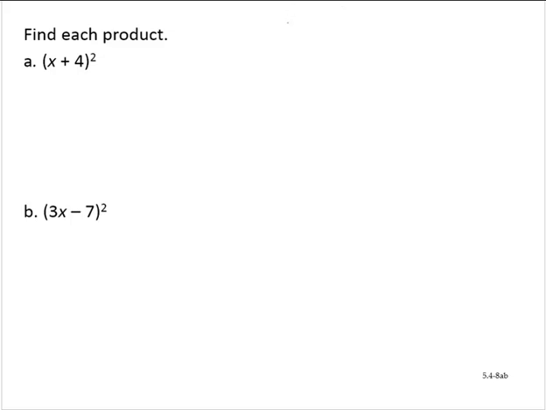We can express the pattern as (a + b) squared is equal to a squared plus 2ab plus b squared. And if it's a minus, so (a - b) squared, that's a squared minus 2ab plus b squared. So what this says is, when you have a binomial squared, you square the first term, you take twice the product of the two terms, and you square the second term.